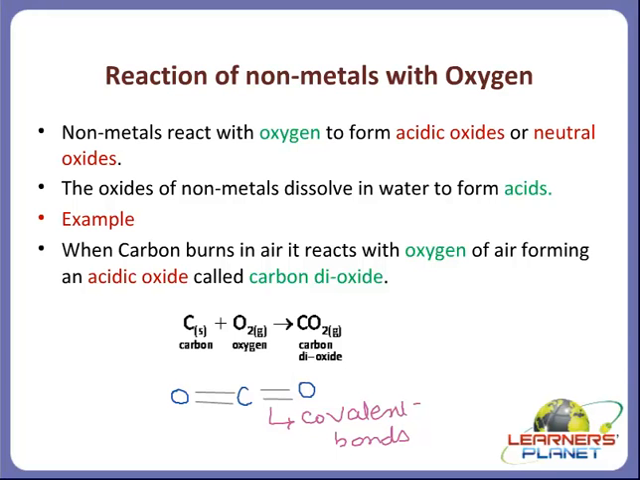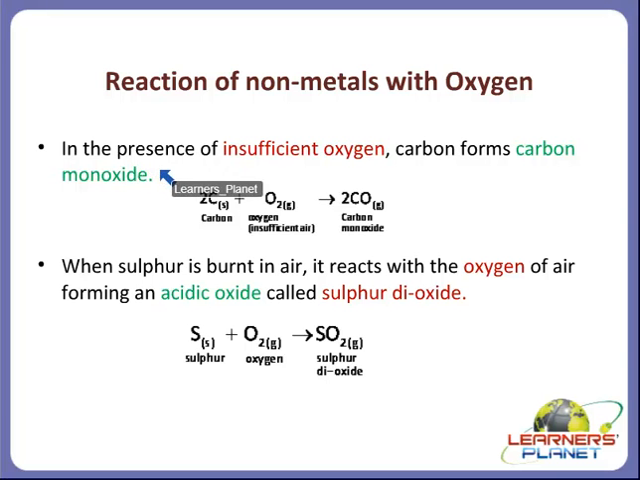Now let's take up few more oxides. In the presence of insufficient oxygen, that is when oxygen is less, carbon forms carbon monoxide. That is 2 carbon plus less amount of oxygen, or there is insufficient oxygen, and it would form what? Carbon monoxide. There is another non-metal here, that is sulfur. When sulfur is burnt in air, it reacts with the oxygen of air, forming an acidic oxide that is called sulfur dioxide. So this is sulfur dioxide. Now all these oxides or all the compounds of non-metals are what children? They are covalent in nature.